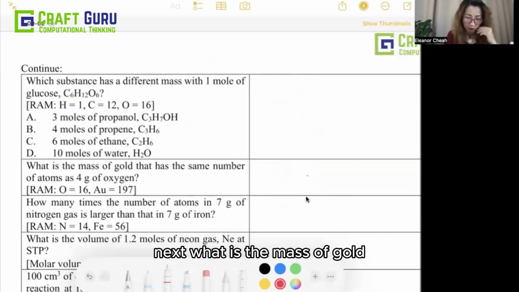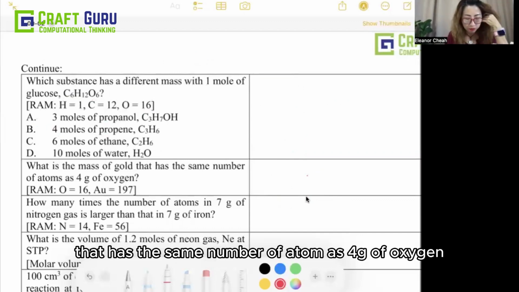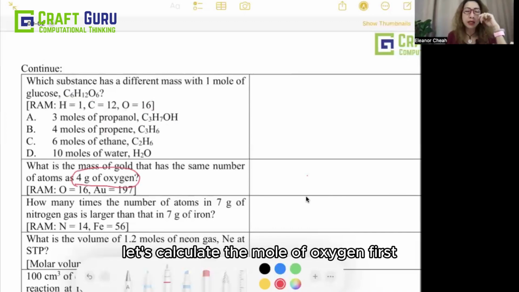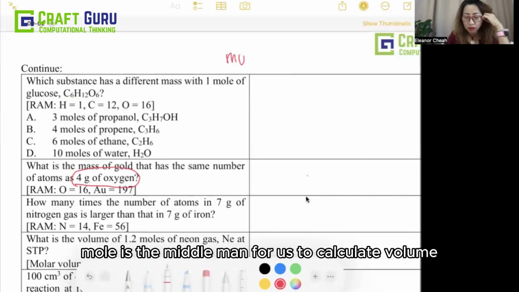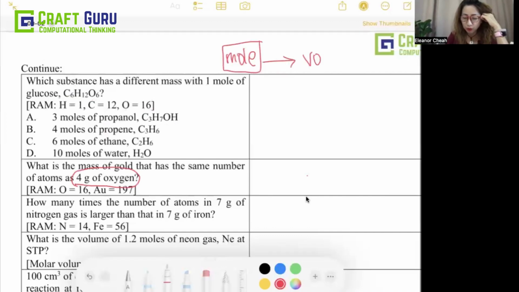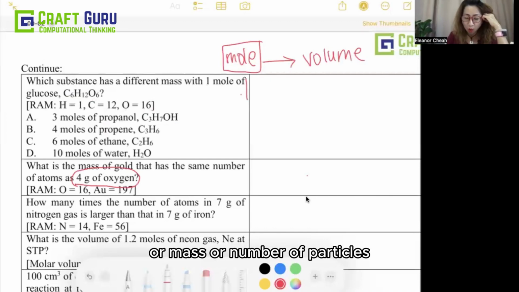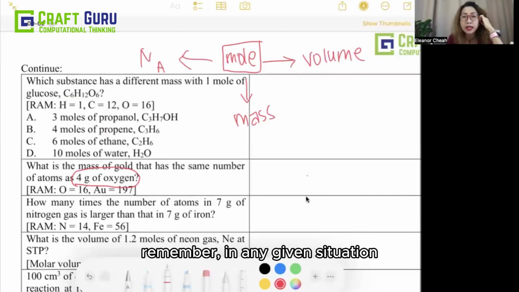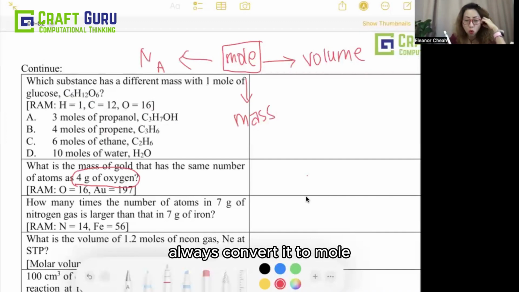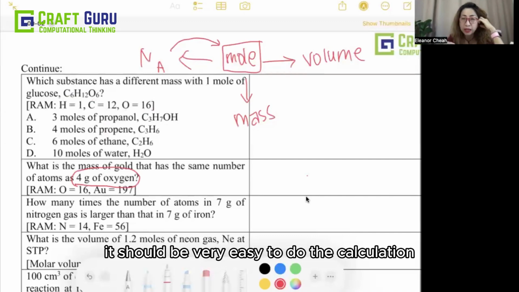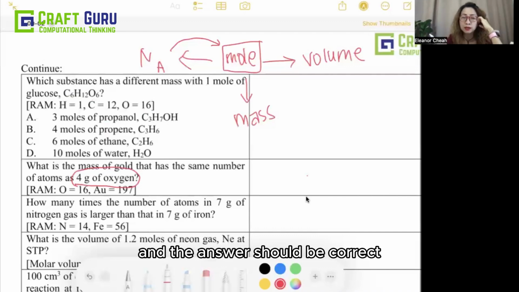Next, what is the mass of gold that has the same number of atoms as 4 grams of oxygen? Let's calculate the mole of oxygen first. Mole is the middleman for us to calculate volume, which we will talk about later, or mass, or number of particles. So remember, in any given situation, always convert it to mole, and it should be very easy to do the calculation and the answer should be correct.